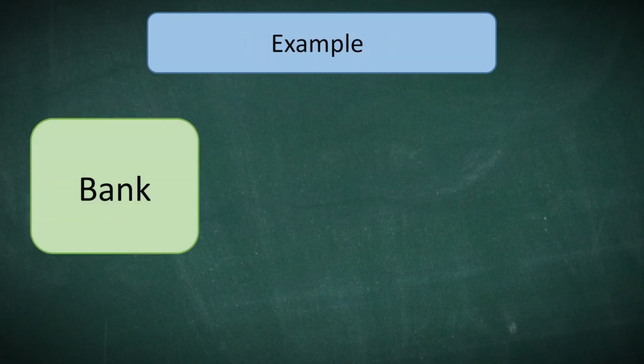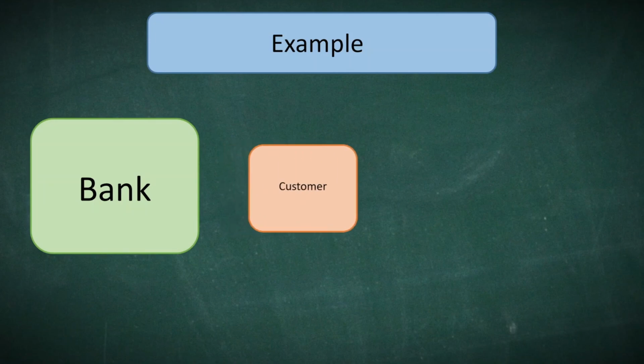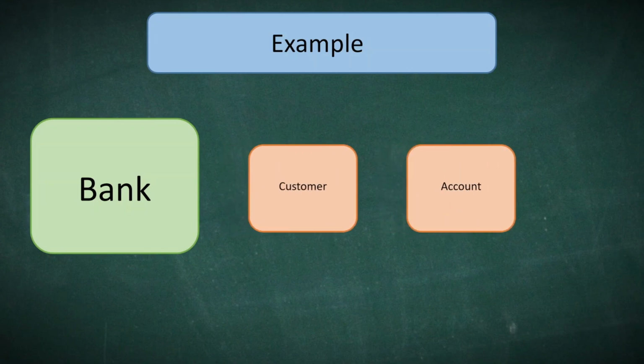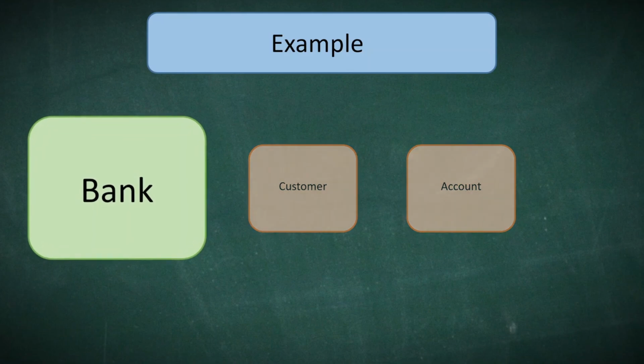For example, let's say we have a bank. Every bank would have customers, and customers have accounts at that bank. Each of these is an object. Let's zoom in on the bank object.